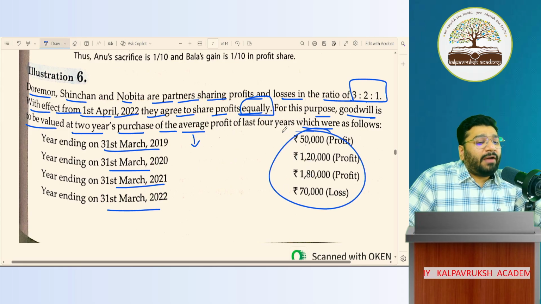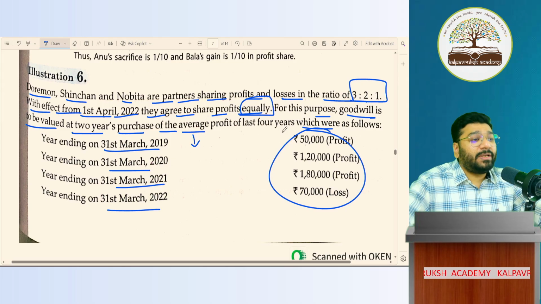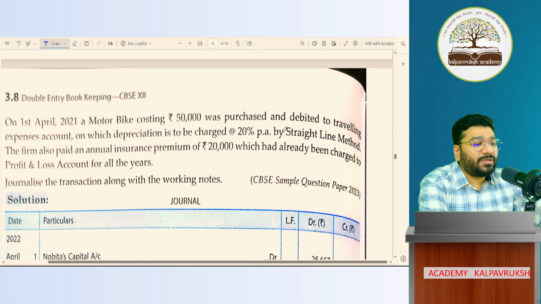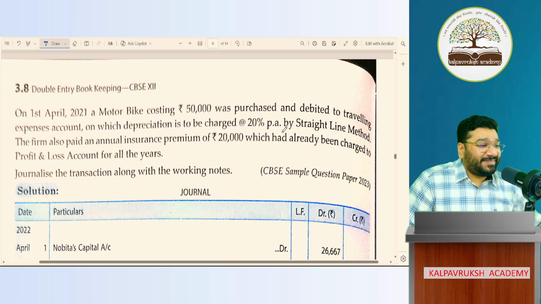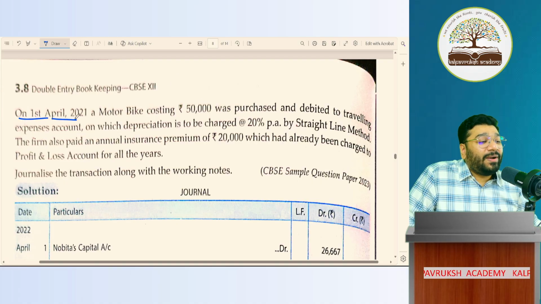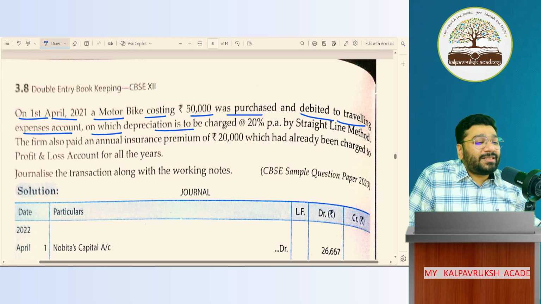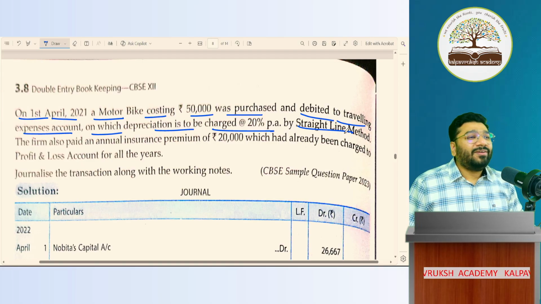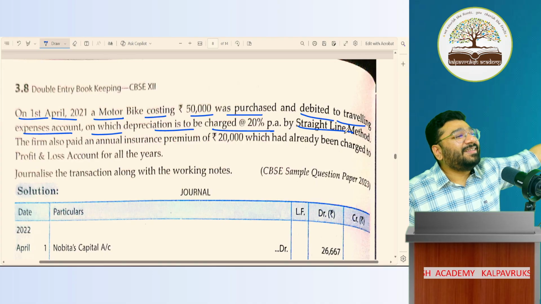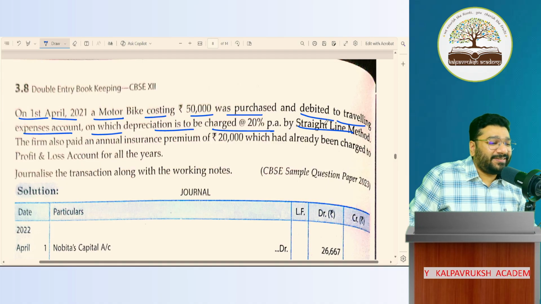Will you take this profit and do average directly? No, you'll check whether there are any adjustments to be done. If adjustments are there, do adjustments. Is there any adjustment? Oh my God. Your favorite adjustment. On 1st April 21, a motorbike costing 50,000 was purchased and debited to traveling expenses account, on which depreciation is to be charged under straight line method. Favorite adjustment this is. We broke our head like anything in this adjustment in the goodwill topic. Now time to check whether you remember this or not.